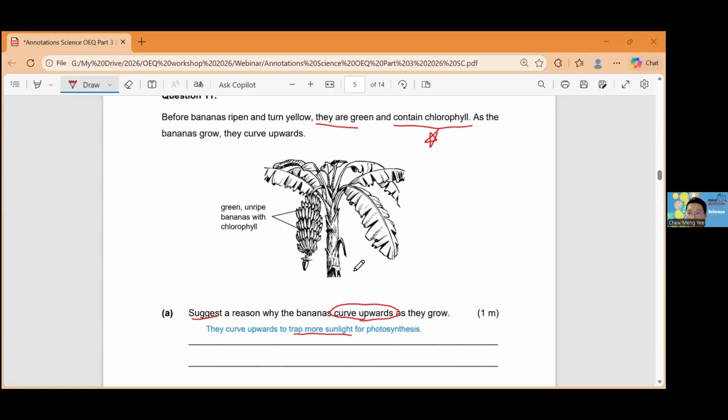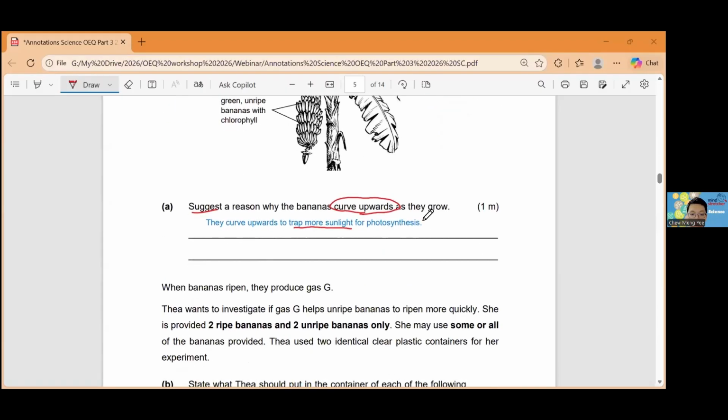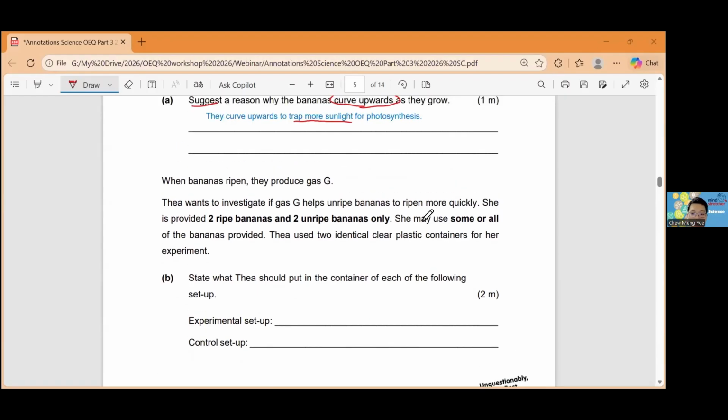Okay, I'm going to move on. Now, banana ripening. When bananas, or even apples, ripen, they produce a certain gas. You don't have to know what this gas is, but this is the aim: to investigate if gas G helps unripe bananas to ripen more quickly.